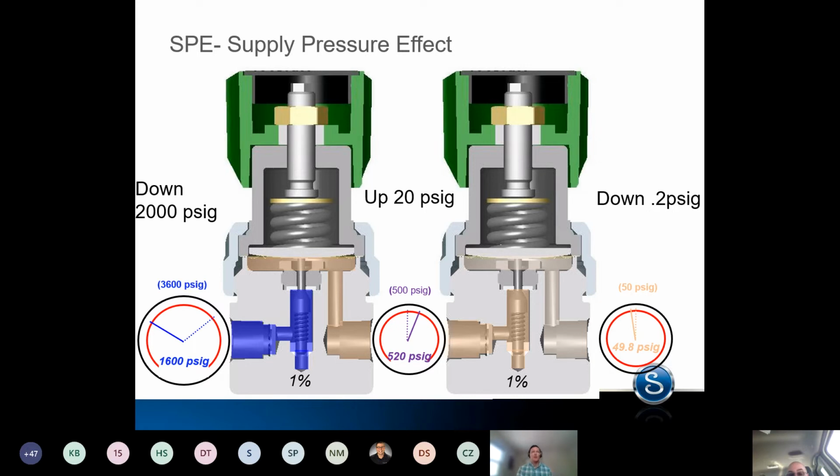So for all intents and purposes, SPE is effectively eliminated, right? So it's a really, really slight drop that won't affect many processes or tests, right? Only the most sensitive would require a third stage.